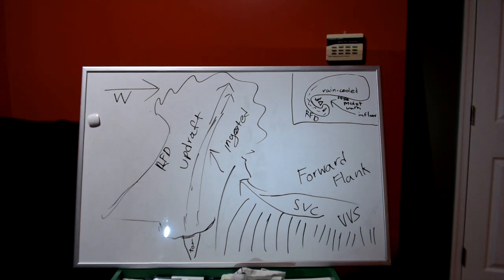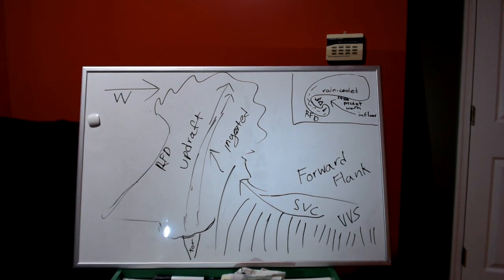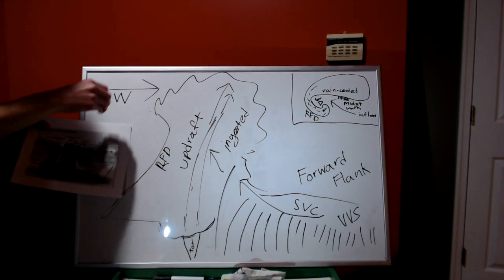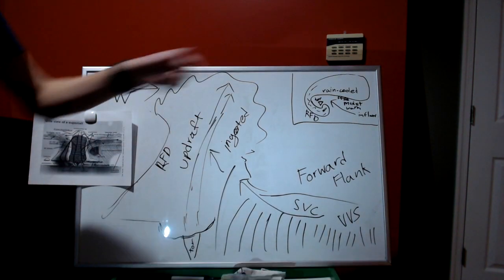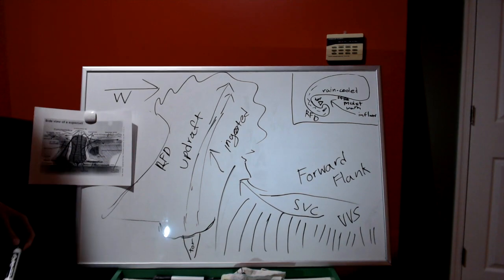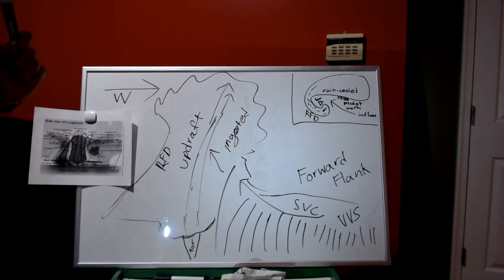Alright, so let's break this down. Keeping in mind our diagram from before and our radar image from before, I've constructed another diagram of a supercell, this time pointing out the rotational features.